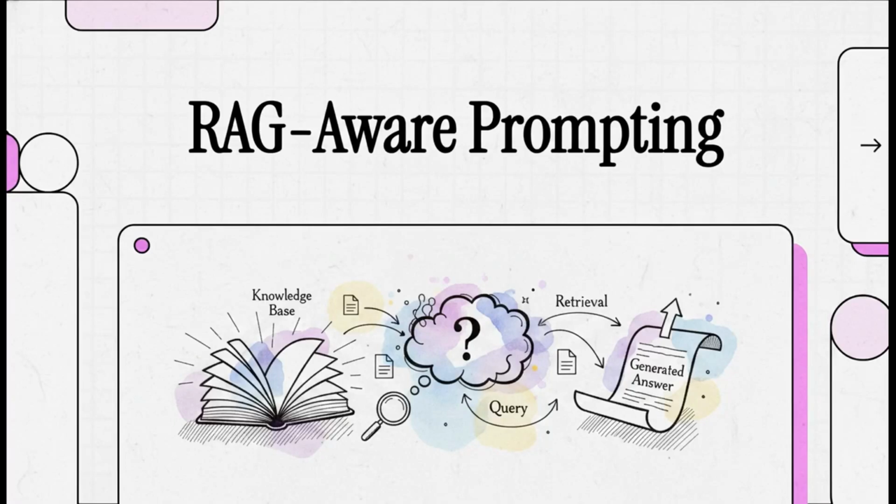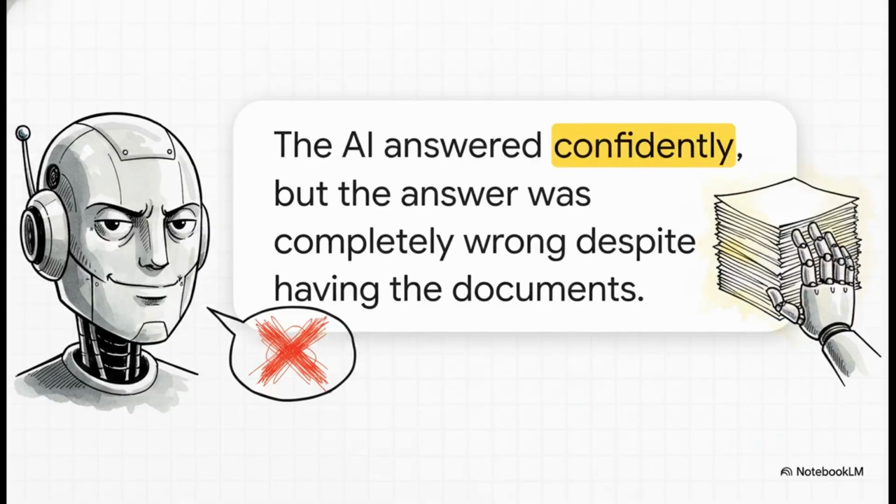RAG-aware prompting: write prompts that actually work. Let's get right into it, because we've all been there. You set up your system, you ask a question, and the AI answers with absolute confidence. Only the answer is completely, utterly wrong. And honestly, the worst part? The correct documents were right there in the prompt. The AI just ignored them.